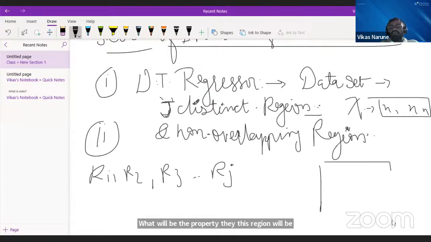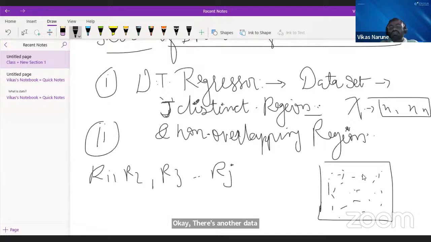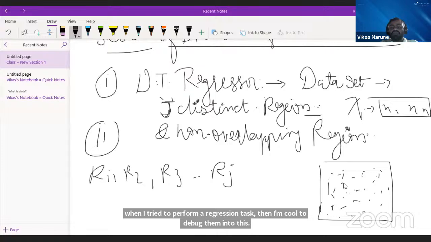Try to understand: imagine this is my entire data set. When I'm trying to perform a regression task, I'm going to divide it into distinct, unique data. Yes, guys. Awesome. Unique data in each region, guys. That's what I was looking at.